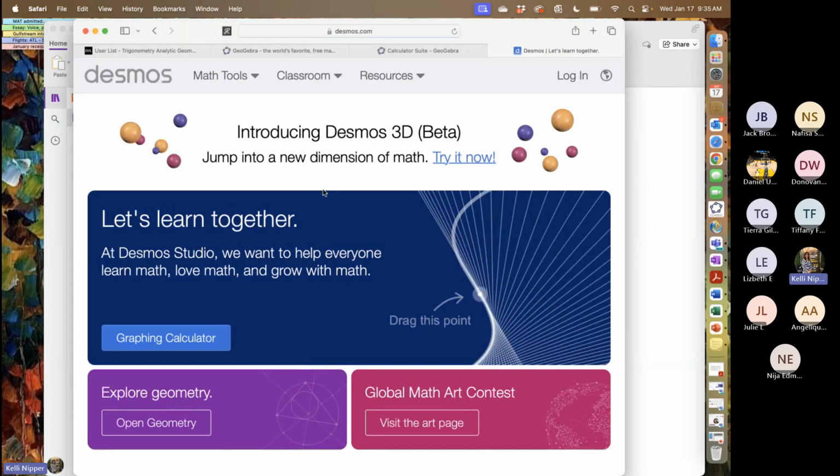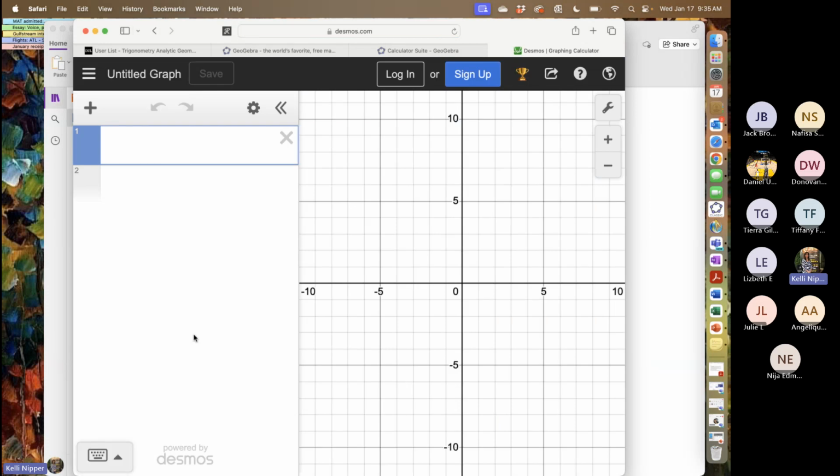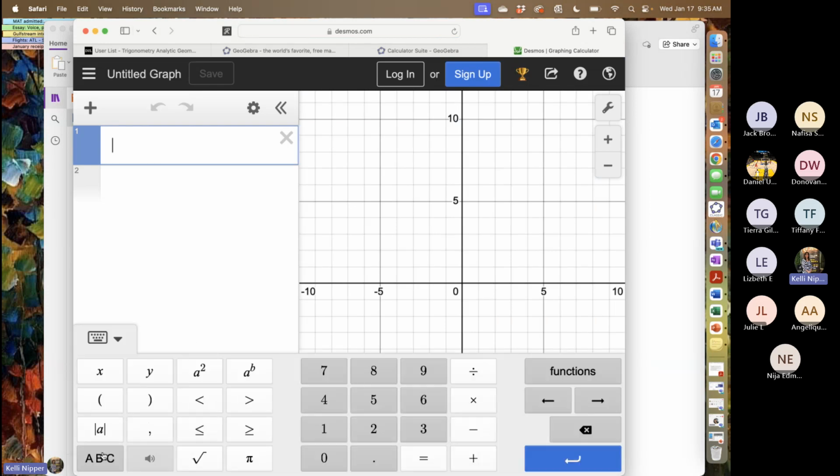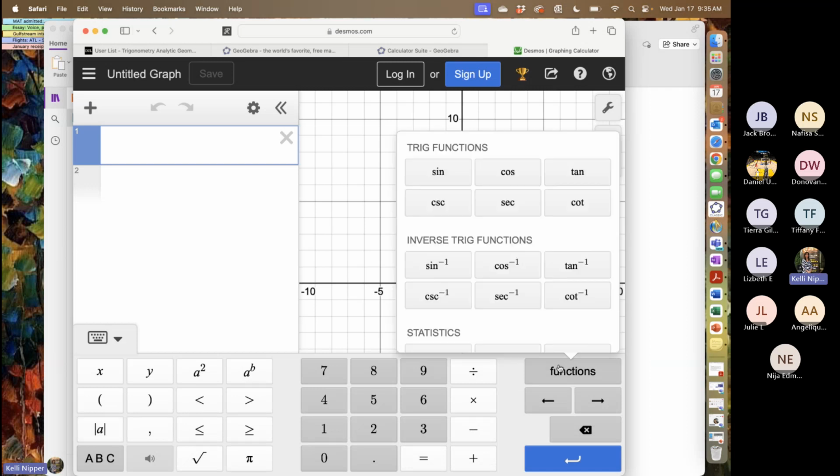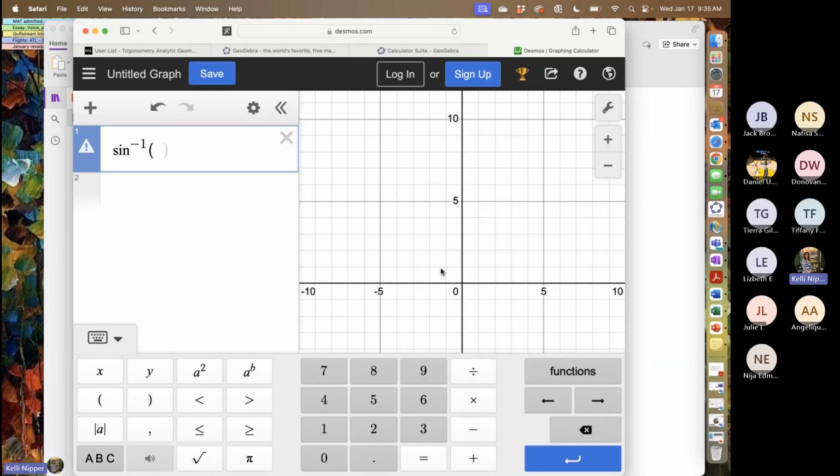Desmos is also allowed, and on Desmos, use your graphing calculator here. Let's see the functions that are allowed here. Do you notice you have your trig functions already pre-organized and your inverse trig functions are here? You just select which one.